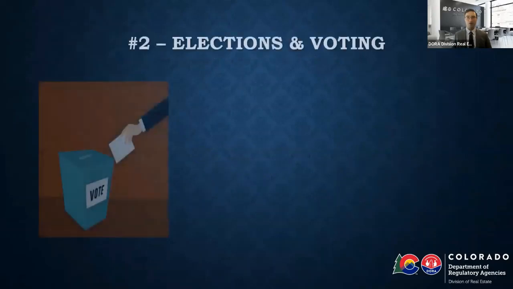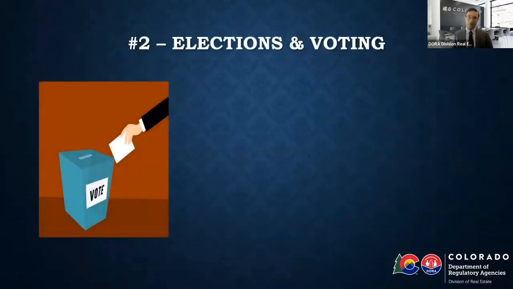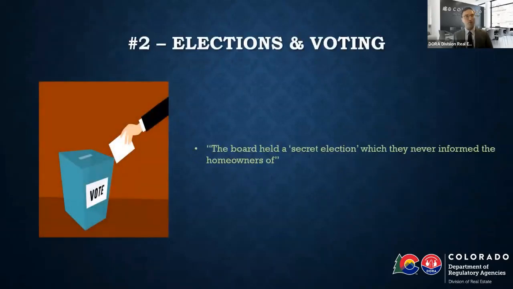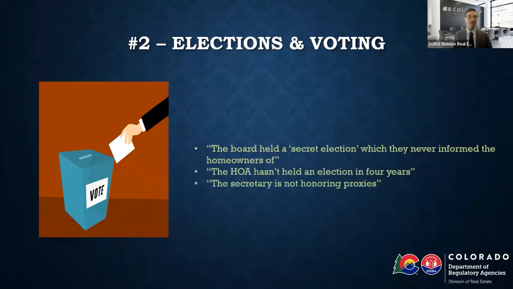Number 2, we got elections and voting. Examples might include: the board held a secret election, which they never informed the homeowners of. The HOA hasn't held an election in 4 years. The secretary is not honoring proxies. So you can see that these most likely would be categorized as elections and voting.